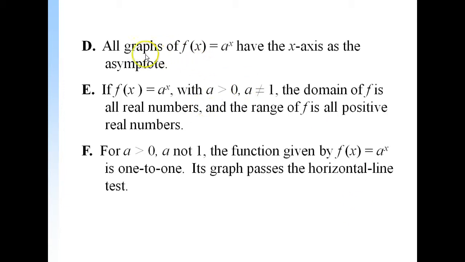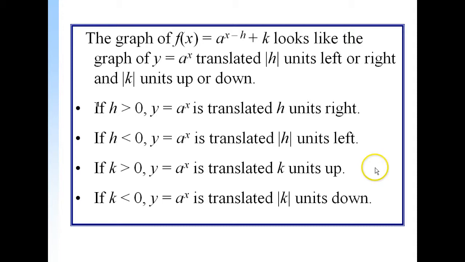And continuing with our summary here, all graphs of this have the x-axis as the asymptote. And remember, for our domain of our base, all real numbers but cannot equal a 1. And let's see here. These are a 1-to-1 relation, so its graph passes the horizontal line test. Again, tying it into some of the things we did in the previous chapter.